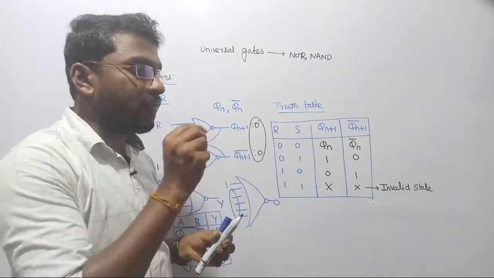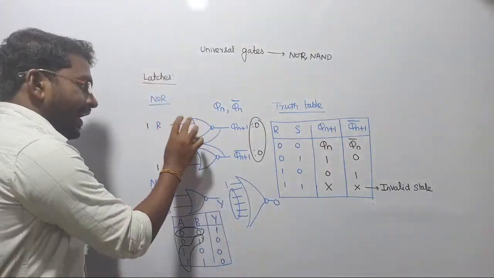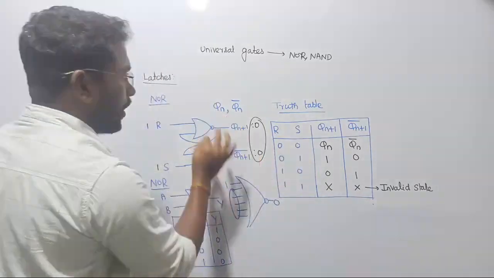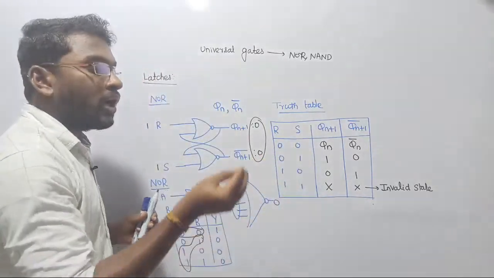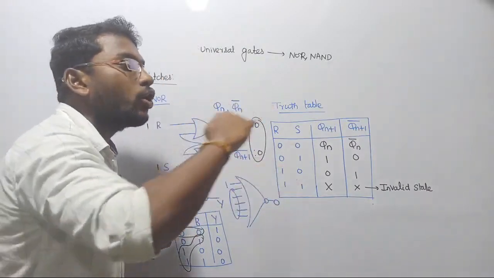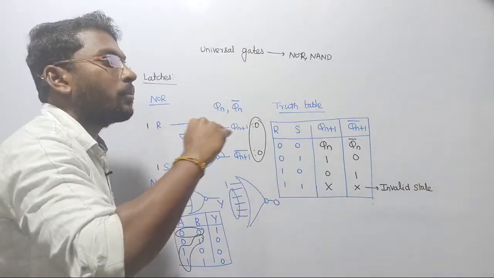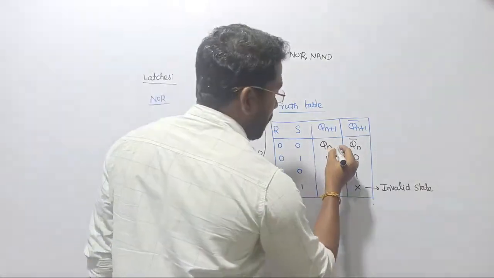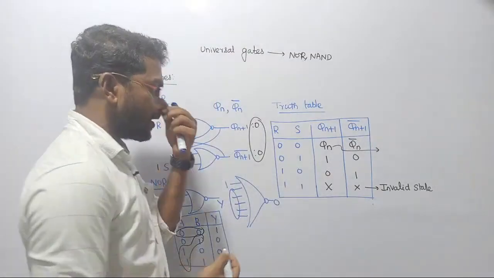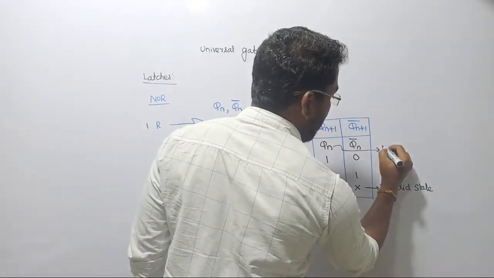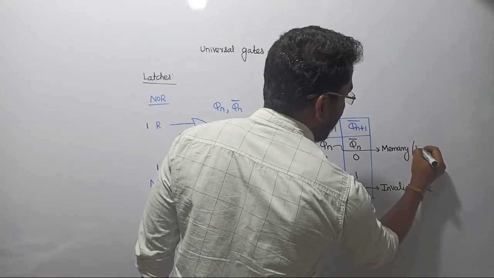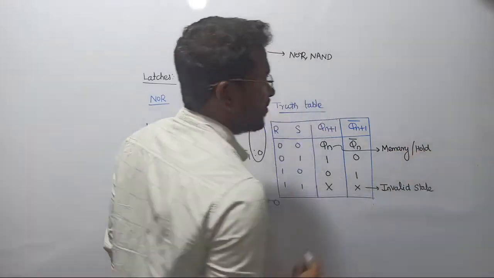It means whenever the inputs of the NOR type of latch are 0 0, the output of the latch simply follows the previous state. That is called holding state, or we can also call it memory, or stable state. We are not changing that state, so it is simply called memory, or we also call it hold state.